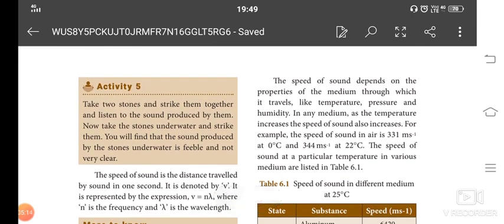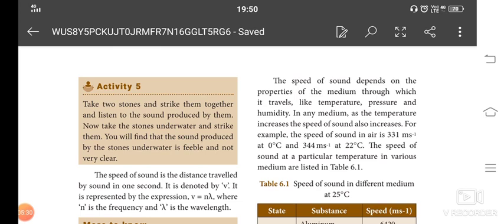And then the sound needs a medium to travel from one place to another place. It depends upon the temperature, pressure, and humidity. Humidity means how the air is, cold or hot. Based on that only, the sound travels from one place to another place.